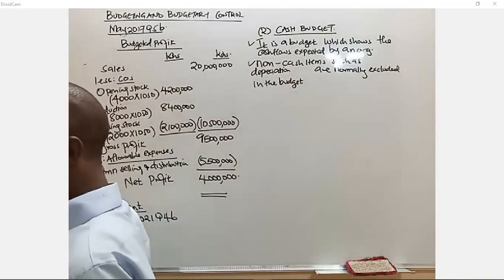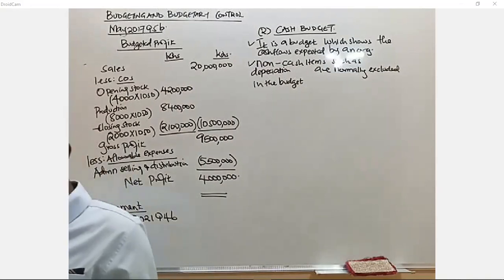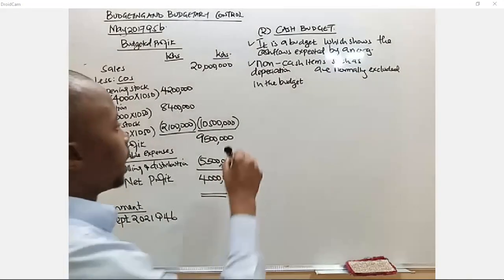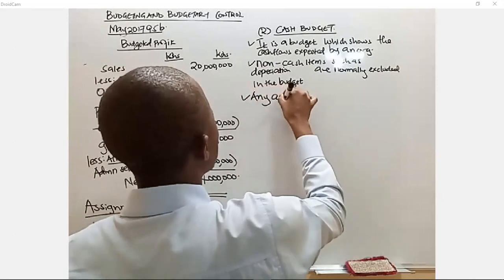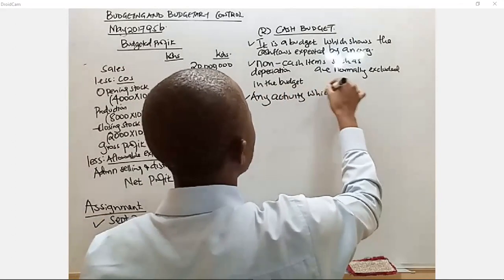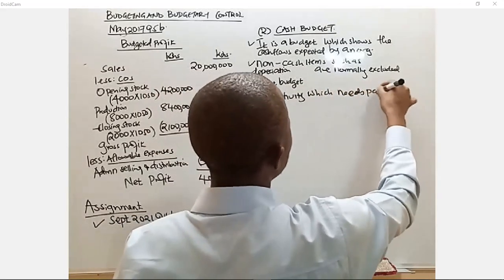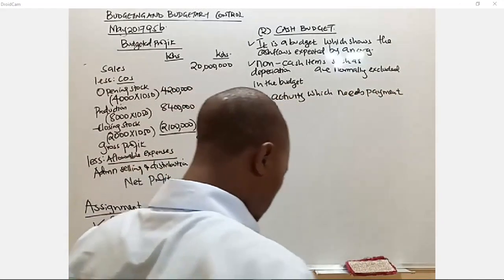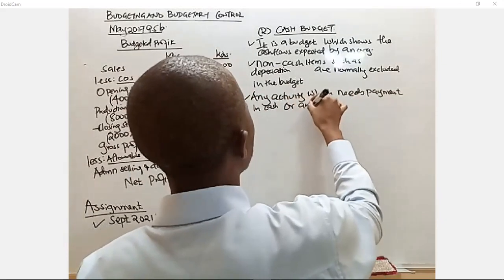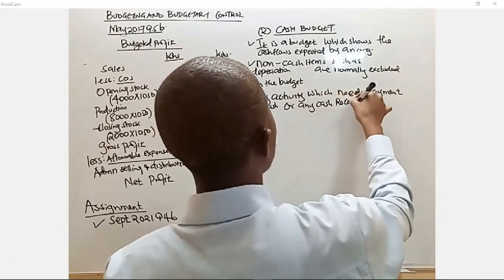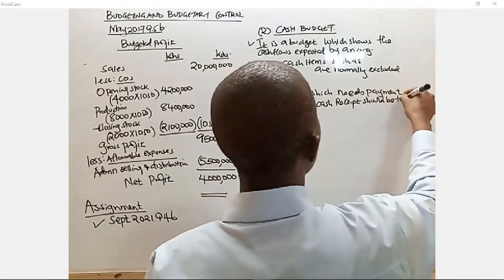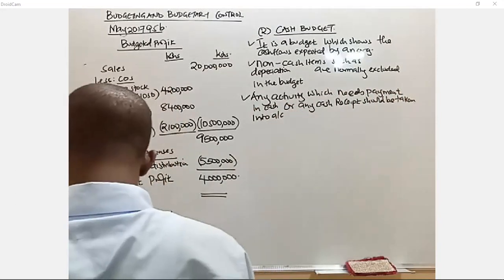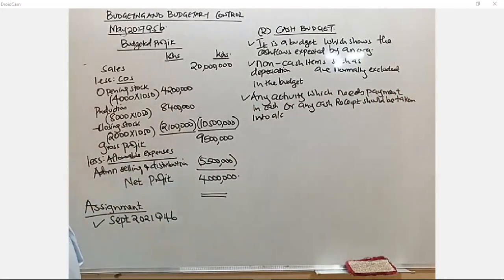Now, any activities which need the payment in cash, right? Any activity which needs the payment in cash or any cash receipt must be taken into account. Or the transactions which are carried out outside the budget should be excluded.